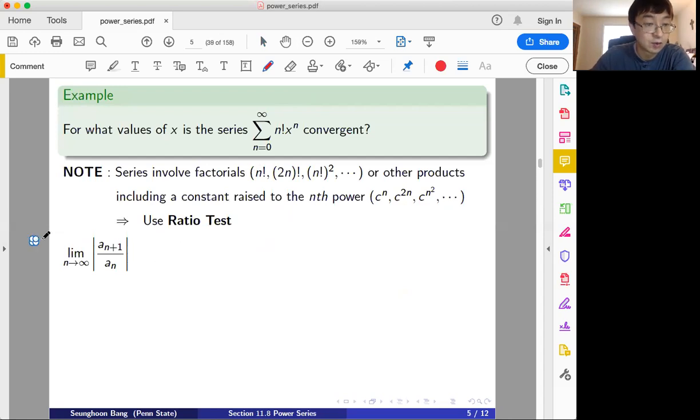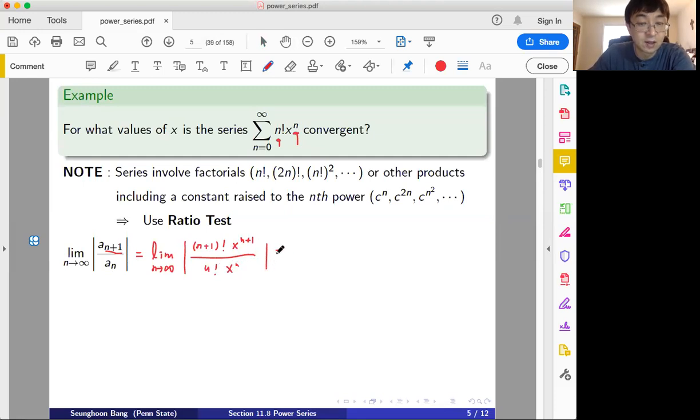So this is the same as this. We have the limit as n goes to positive infinity of the absolute value of a n plus 1 over a n. You plug n plus 1 into this n. So we have the absolute value of n plus 1 factorial times x to the n plus 1 over n factorial times x to the n.